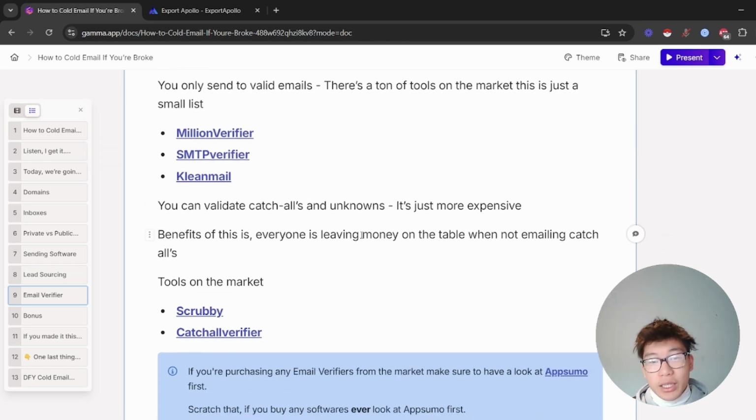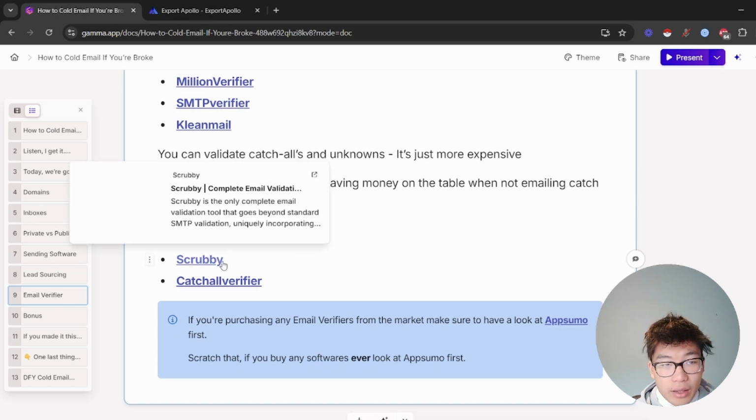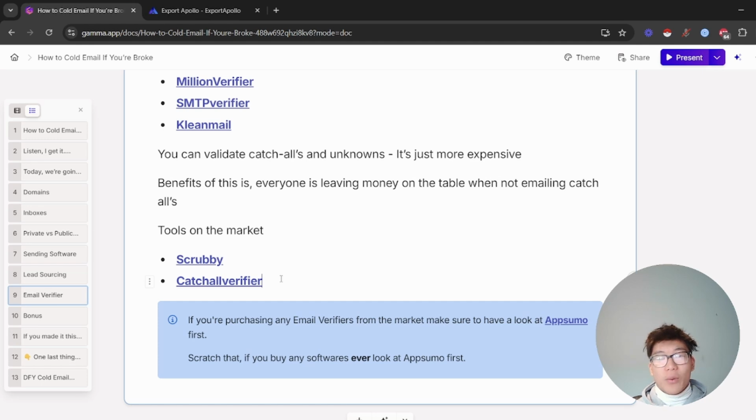You can validate catch-alls and unknowns, it's just a bit more expensive. The benefit is that everyone is leaving money on the table by not emailing catch-alls. Tools on the market for validating catch-alls are Scrubby and Catch-all Verifier. Basically, they make a bunch of IPs and rotate through them, burning IP after IP, testing the emails and sending back and forth. The process is honestly beyond me, but it works.